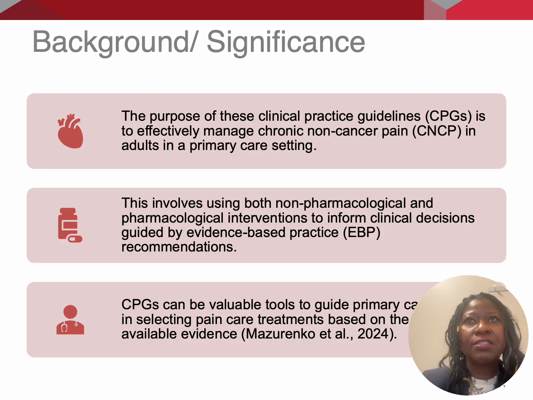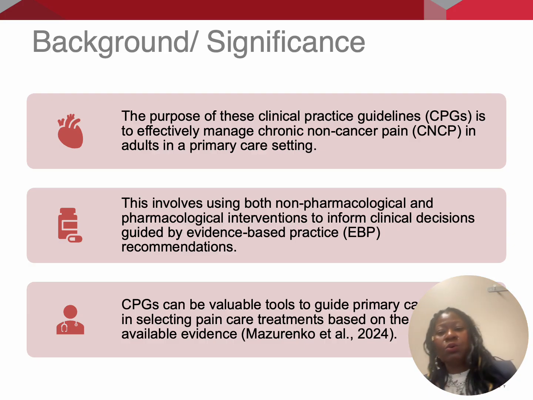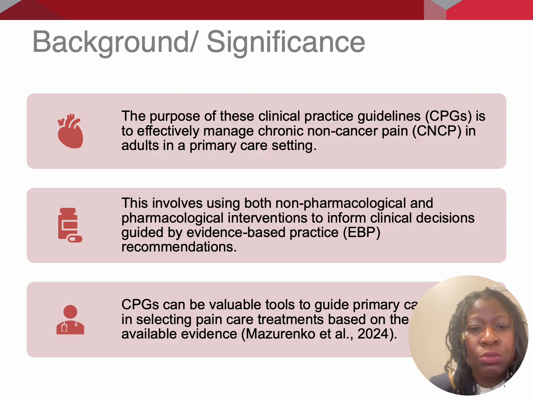Background and significance. The purpose of this clinical practice guideline is to effectively manage chronic non-cancer pain in adults in primary care setting. This involves using both pharmacological and non-pharmacological interventions to inform clinical decisions based on evidence-based practice recommendations. As we all know, clinical practice guidelines can be valuable tools to guide primary care in selecting pain care treatments based on the available evidence.